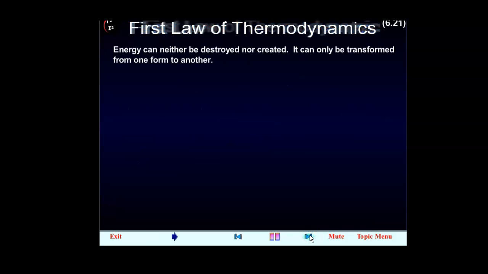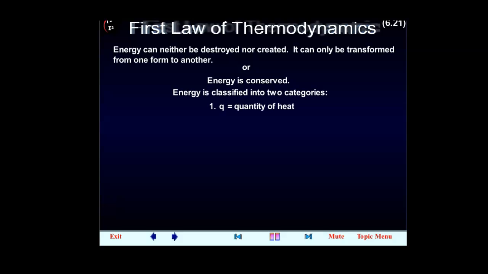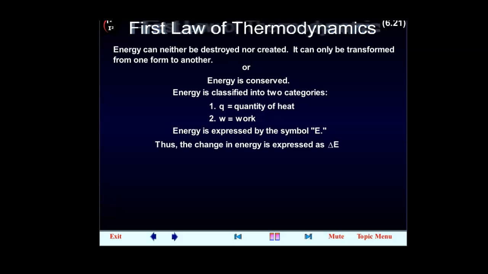Energy can neither be destroyed nor created. It can only be transformed from one form to another. Or, energy is conserved. Energy is classified into 2 categories. 1. Q equals quantity of heat. 2. W equals work. Work includes all forms of energy except heat. Energy is expressed by the symbol E. Thus, the change in energy is expressed as delta E.